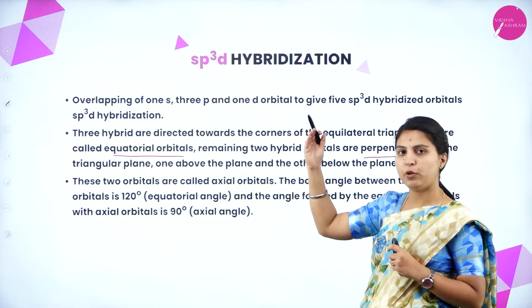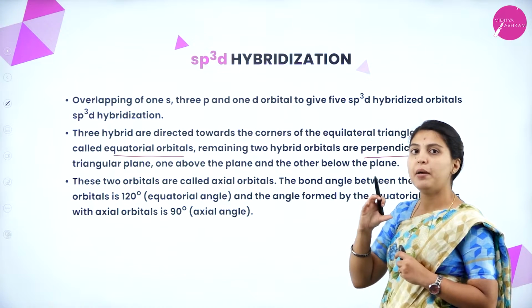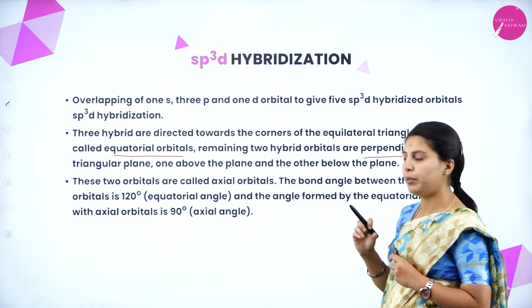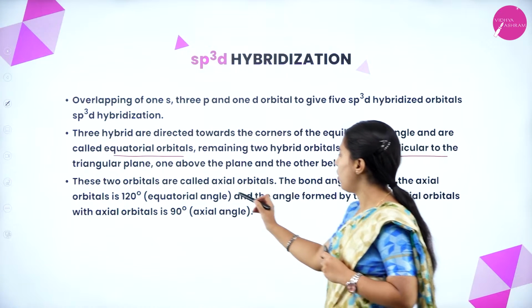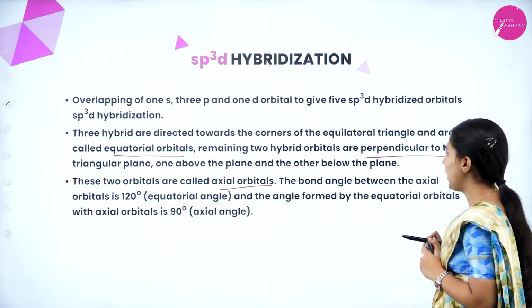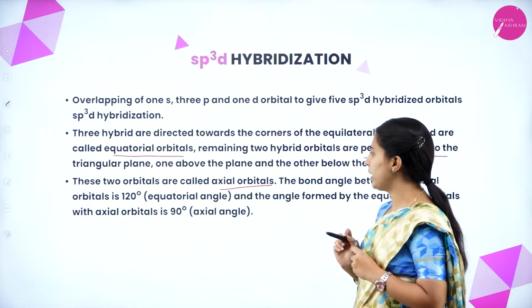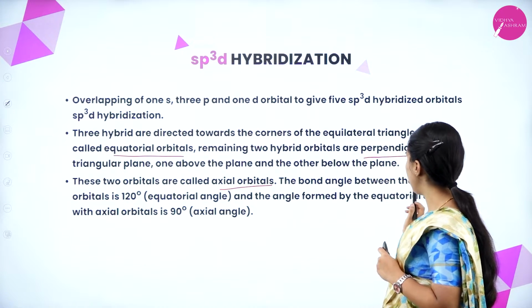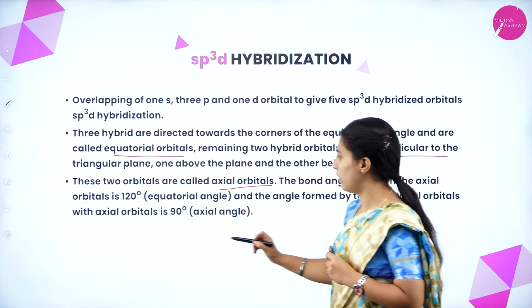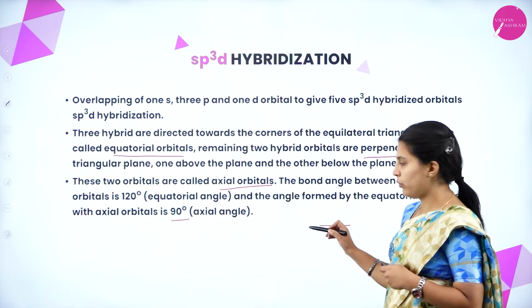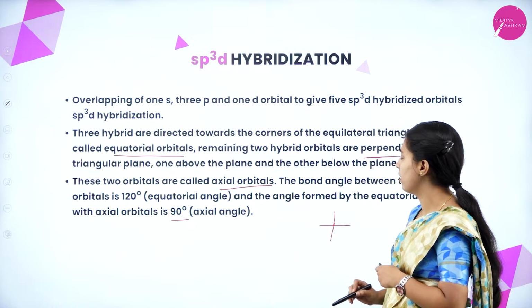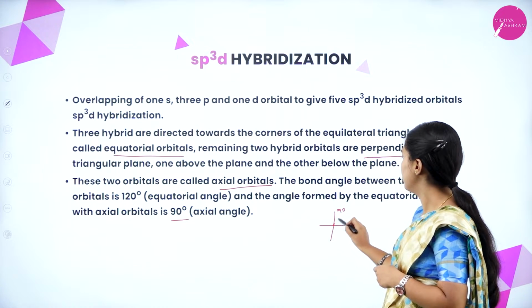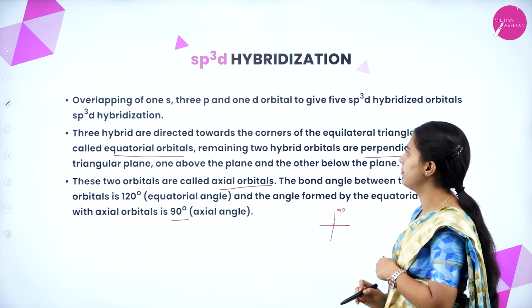One will be above the plane, one will be below the plane. In between, 3 hybrid orbitals will be present. These 2 orbitals are called axial orbitals. The bond angle between the axial orbitals is 120 degrees, and the angle formed by the equatorial orbitals with the axial orbitals is 90 degrees. Equatorial means this, and this is axial. This is 90 degrees. This is 120 degrees.